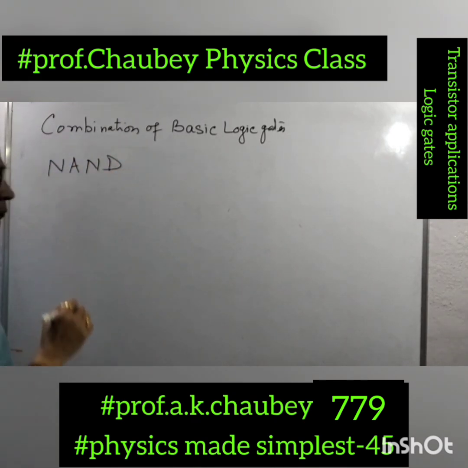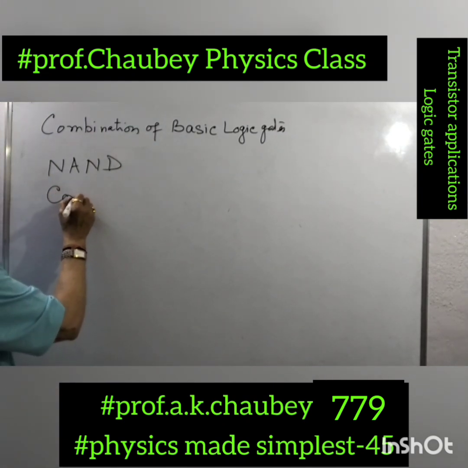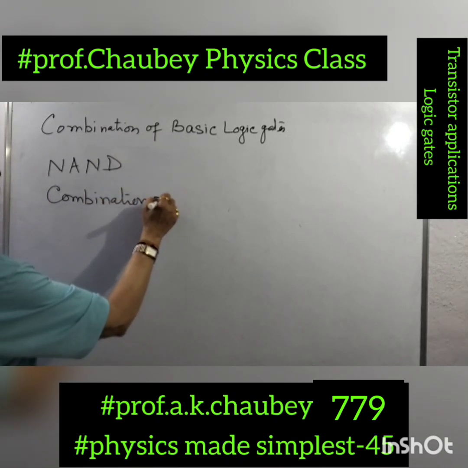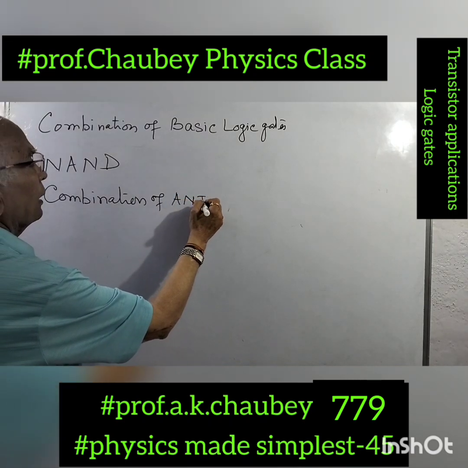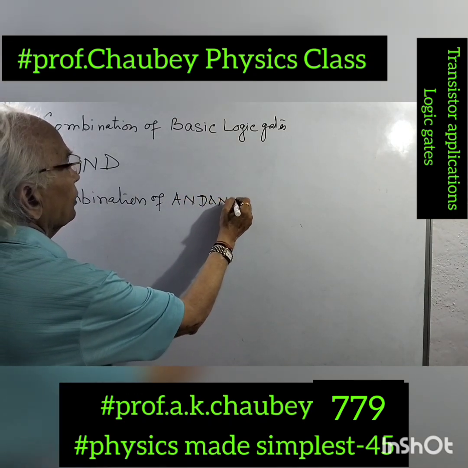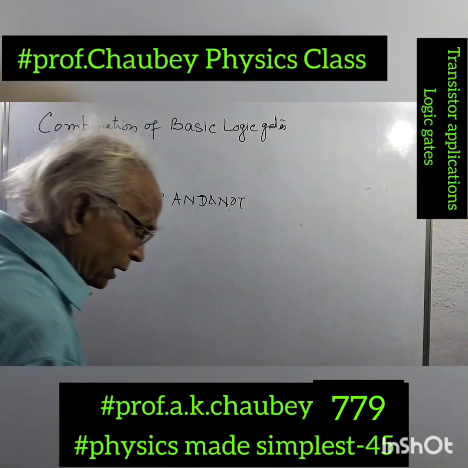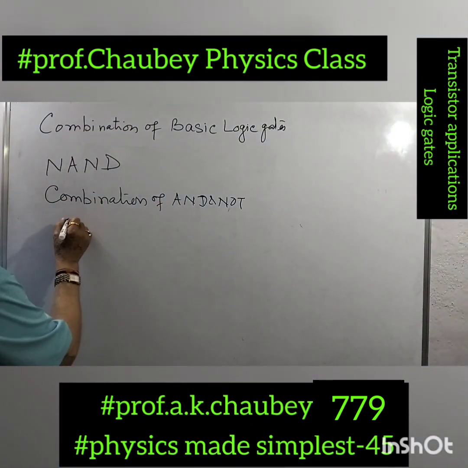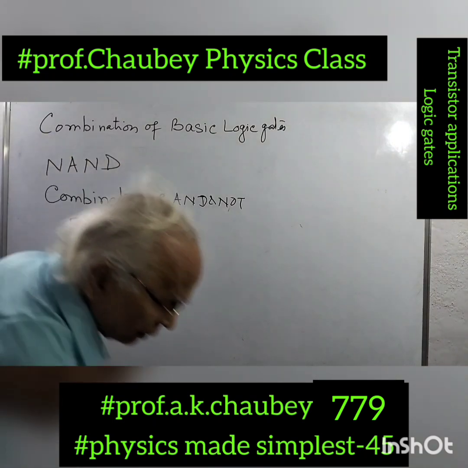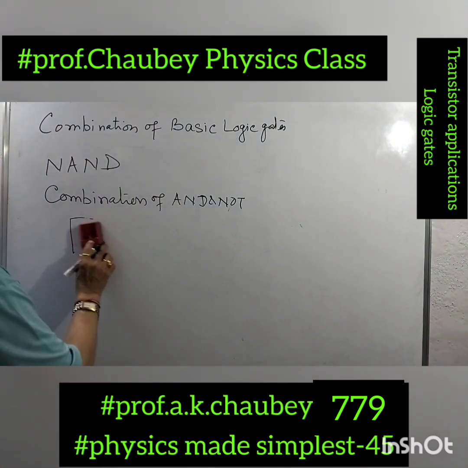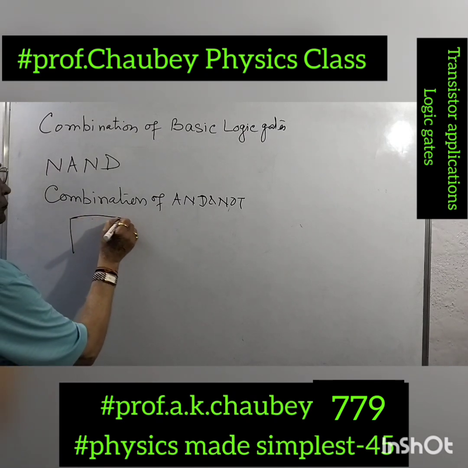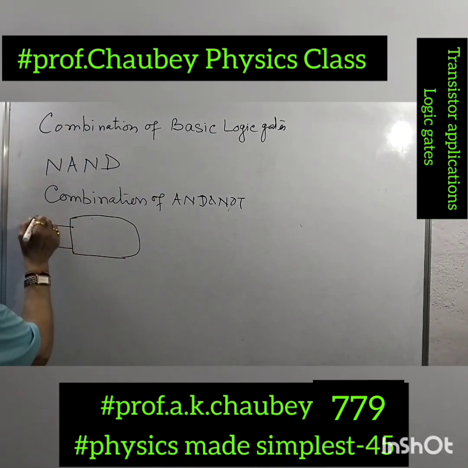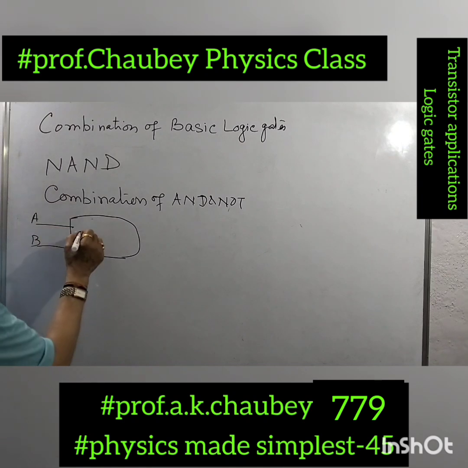N-A-N-D. NAND gate means a combination of AND and NOT. We combine two gates. Which two gates? AND and NOT. That means we have here the representation of an AND gate. It should look like this, with two inputs A and B. This is the AND logic.